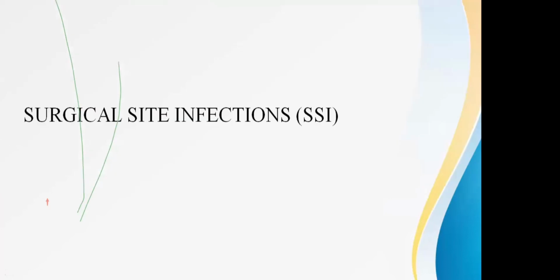Moving on, next we have the surgical side. Till now we have spoken about catheter associated urinary tract infections, ventilator associated pneumonias, and central line associated bloodstream infections. Fourthly, we have the surgical site infections.